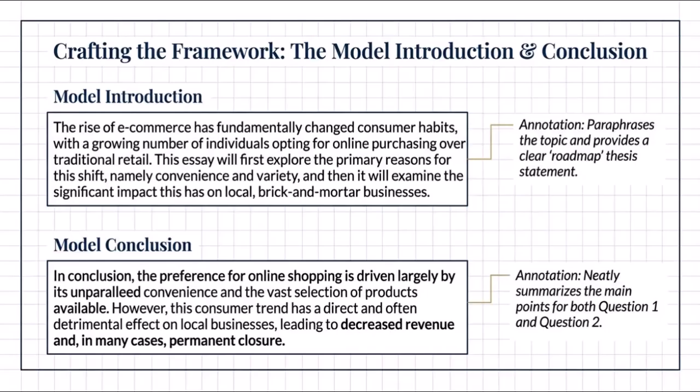The conclusion then neatly summarizes both parts of our answer. It begins with, in conclusion, as we've learned is a good practice. Then it recaps the answer to question 1, the reasons, driven largely by its unparalleled convenience and the vast selection of products available. After that, it recaps the answer to question 2, the effects. However, this consumer trend has a direct and often detrimental effect on local businesses, leading to decreased revenue and, in many cases, permanent closure. It's a balanced and complete summary that neatly ties up both answers.